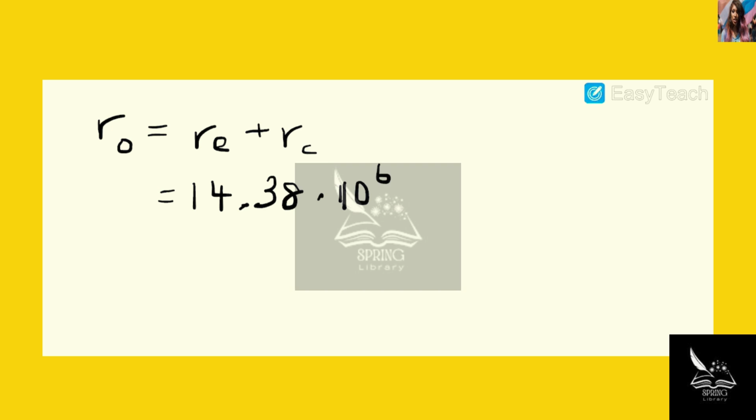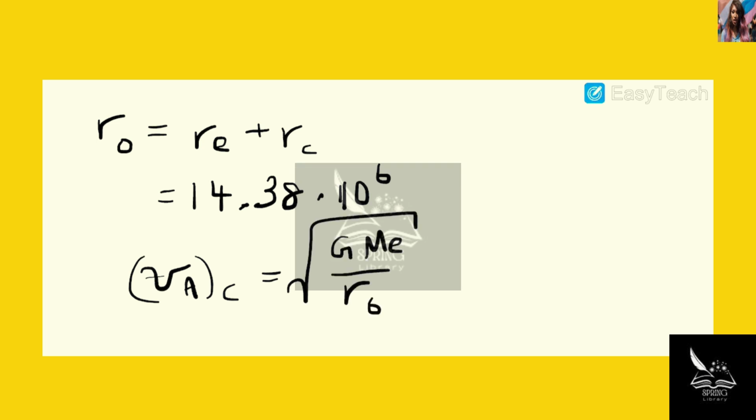We can directly solve for our velocity at A, which we're going to denote as VA,C for circular, and that's going to be equal to the square root of G M E all over R naught. And plugging in all of these quantities, we get VA for the circular orbit to be equal to 5.3 times 10 to the third meters per second.